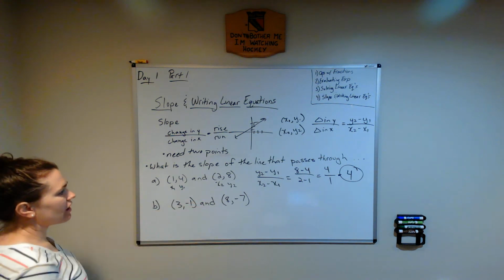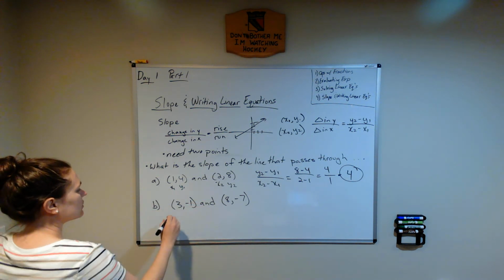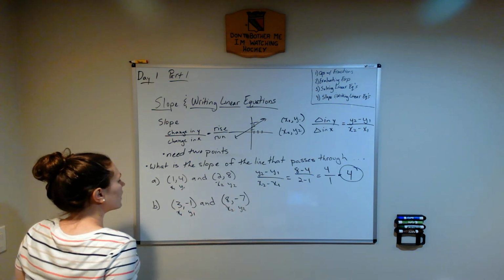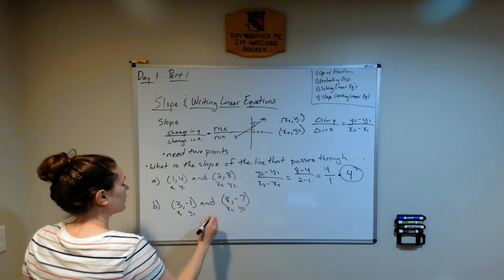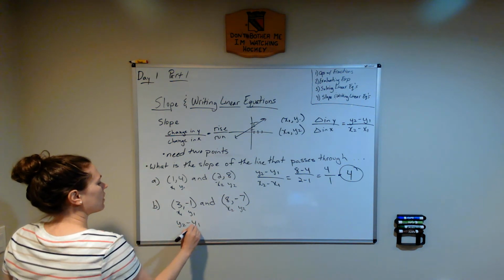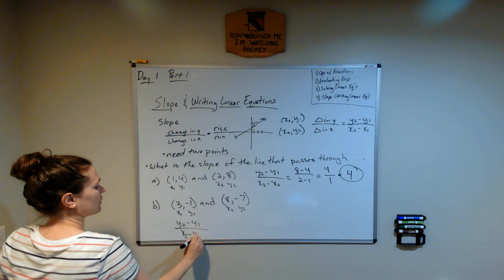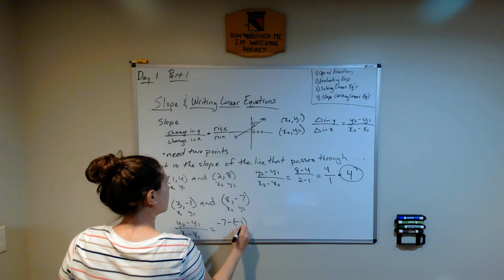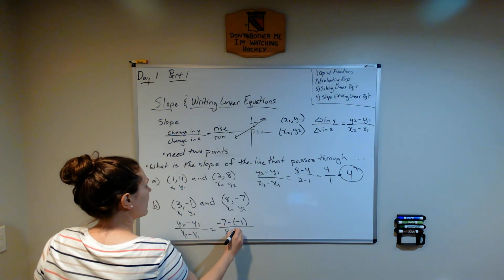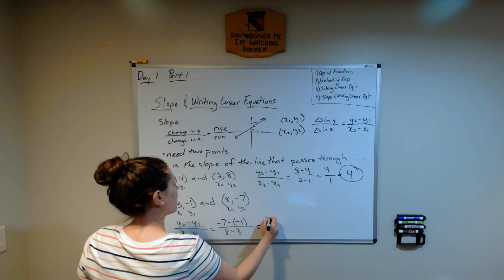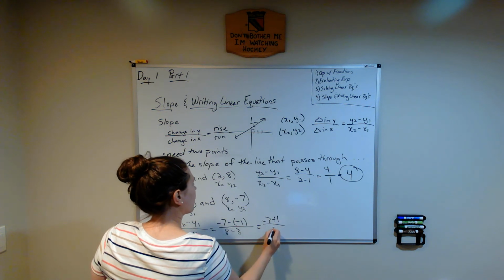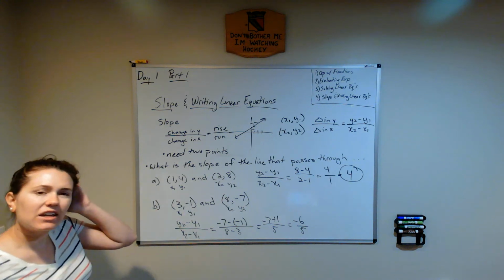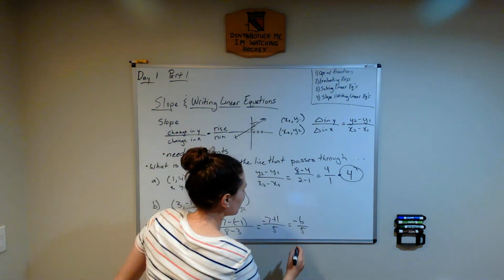-1 and 8, -7. We want to figure out what the slope of this line is. So this is x1, y1. This is x2, y2. And so we just want to do y2 minus y1 over x2 minus x1. So that's going to be -7 minus -1 over 8 minus 3. So this is going to be -7 plus 1 over 5, so that's going to be -6/5. So this has a slope of -6/5, okay?